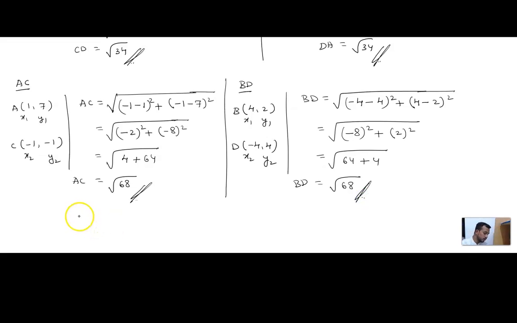So from here we can conclude that AB is equal to BC is equal to CD is equal to DA, all are root 34 units. It means all the sides are equal. And also we can see that AC is equal to BD, that is equal to root 68 units.